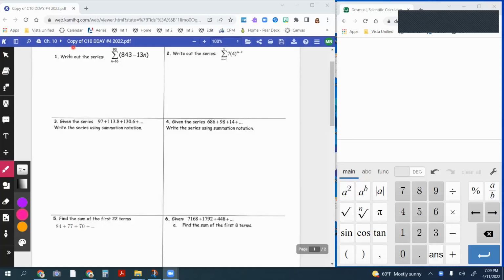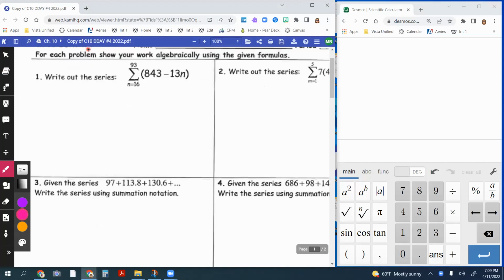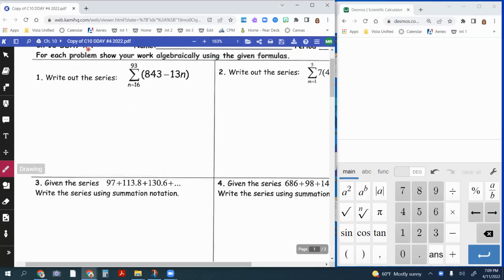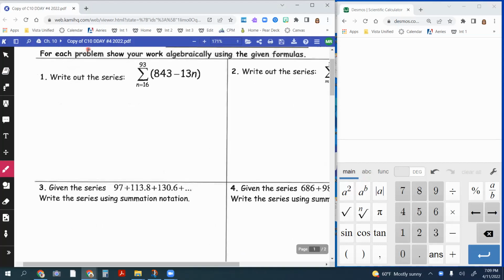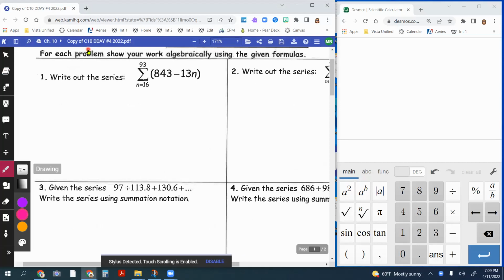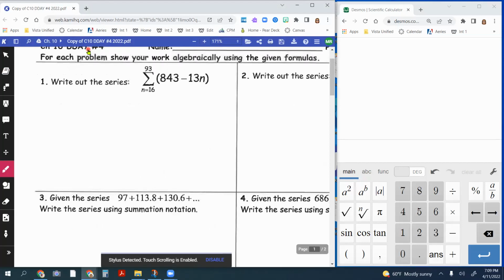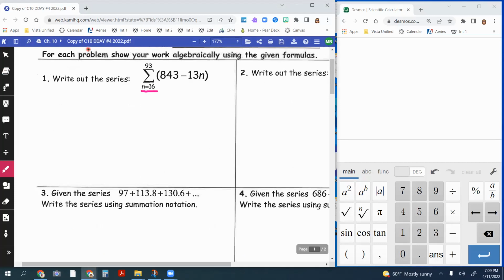So this video is on Integrated 3, Chapter 10, D-Day number 4. On this, it says write out the series, but I'm not going to make you write it out. I'm going to ask you to compute, to solve for the sum. So they want us to sum the 16th term up to the 93rd term.